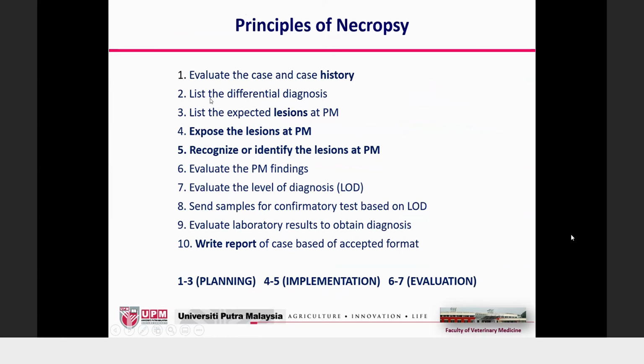So when you plan, you must evaluate the case and case history. Based on the case and case history, you must be able to come up with a differential diagnosis. What do I mean by differential diagnosis? What diseases are mostly involved in this case? A list of diseases. If it is the oral cavity, as I mentioned, there is a list of diseases. And then before you open the carcass, you must be able to list the expected lesions at postmortem. What type of lesion do you expect to see during necropsy?